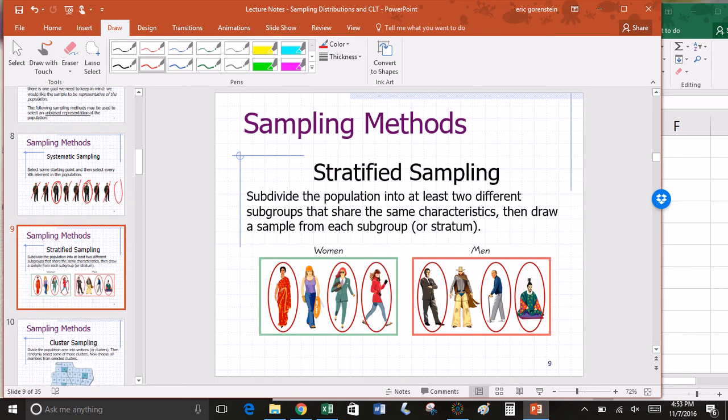Another method is stratified sampling. You take the population and divide it up into at least two groups. It doesn't have to be exactly two: men and women, or smokers and non-smokers, or freshmen, sophomores, juniors and seniors, or undergraduates versus grad students versus PhD students. Somehow partition the population into individual groups and then sample each individual group.